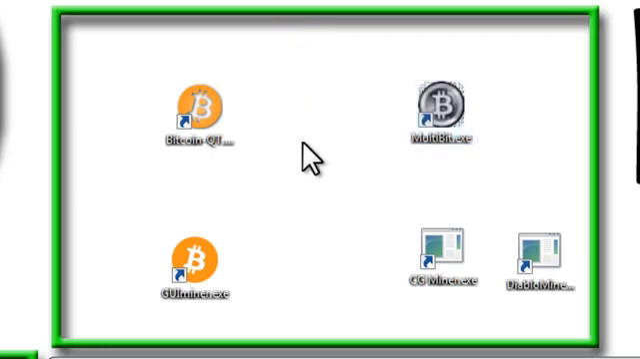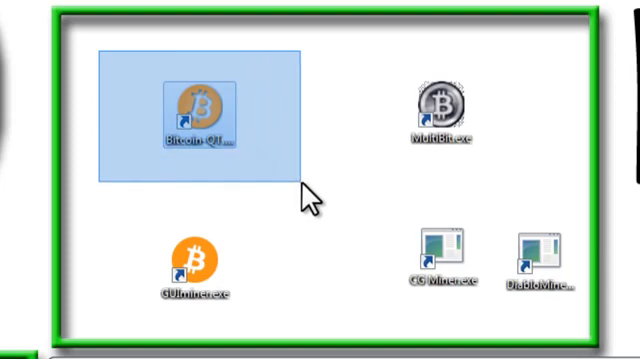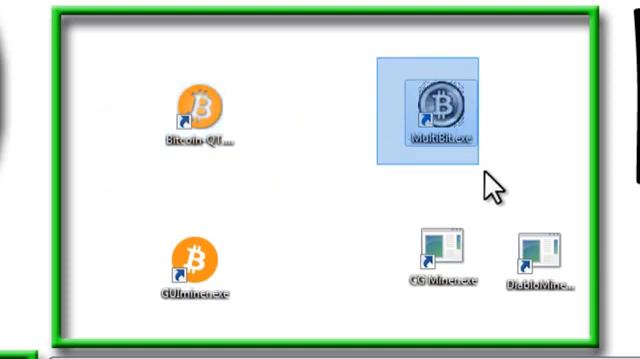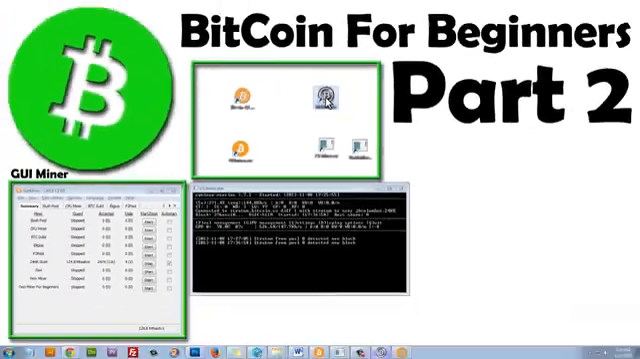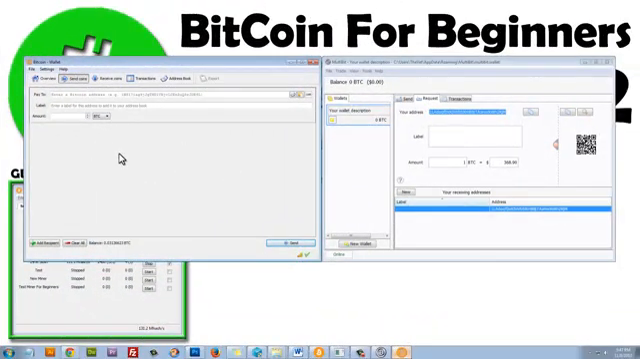Now I want to make a side note, I was unable to export my wallet from Bitcoin QT and import it into Multibit, but that's okay because we can just simply send ourselves the coins from this wallet to this wallet. And I'm going to show you how to do that. Here's my old Bitcoin wallet. This is the wallet that I showed in video number 1.